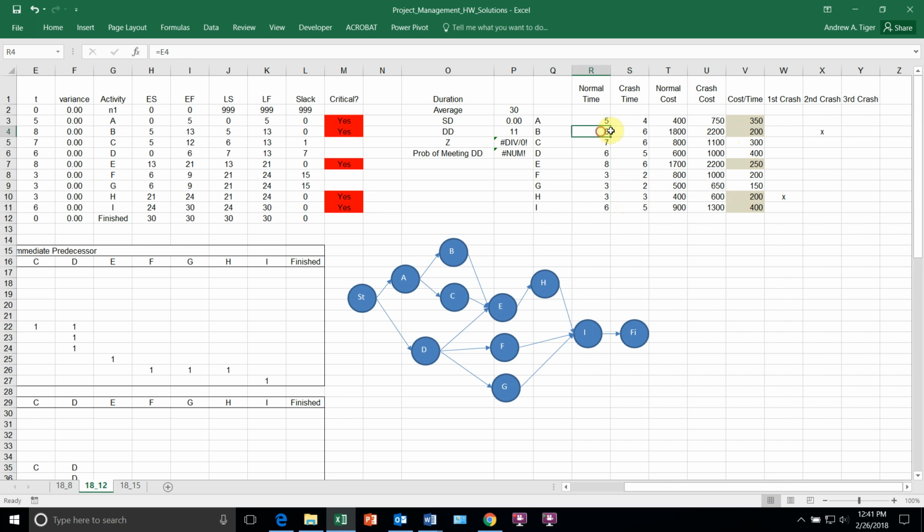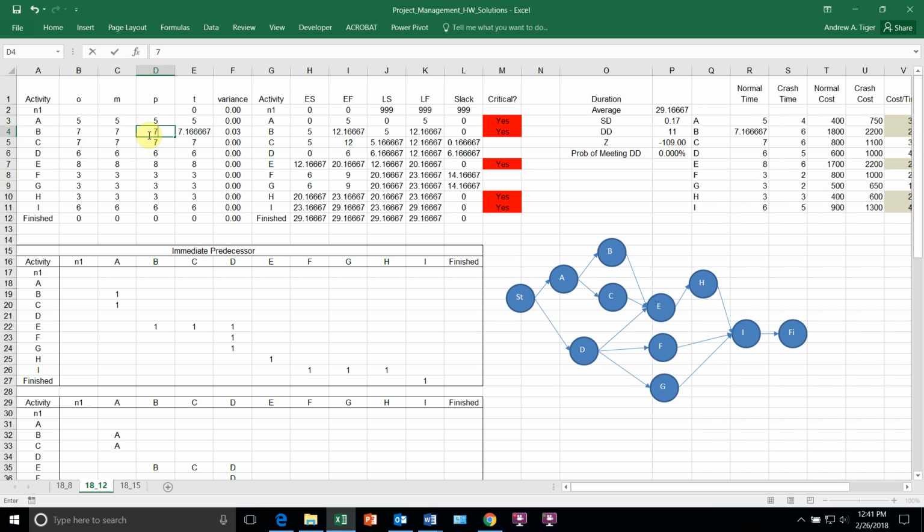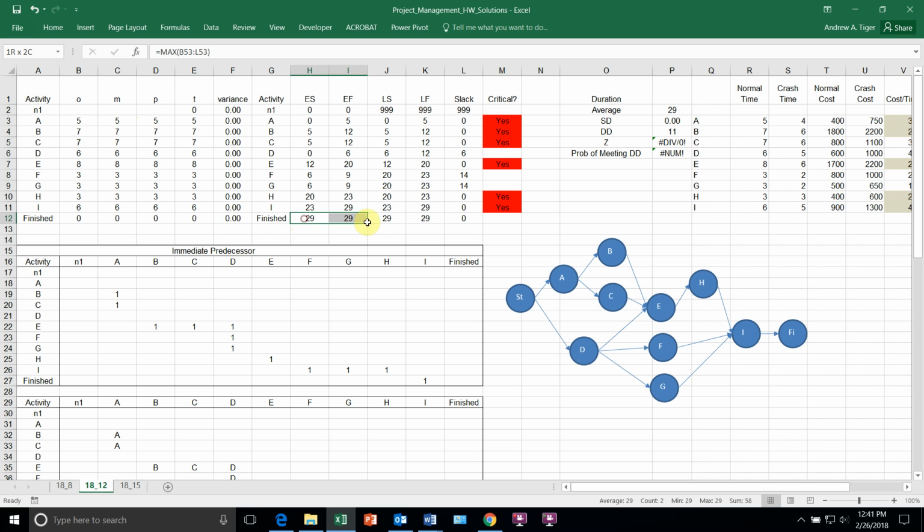Activity B, I can shorten up to 2 time periods. I'm just going to shorten it 1. You have to do it 1 at a time, because if it jumps off the critical path, there's no reason to keep doing it. So I'm going to cut this down by 1 time period. And you can see I reduced it by this. Now actually I have 2 longest paths. One runs through A, B, E, H, I, the original one, and now one that runs through A, C, E, H, I.